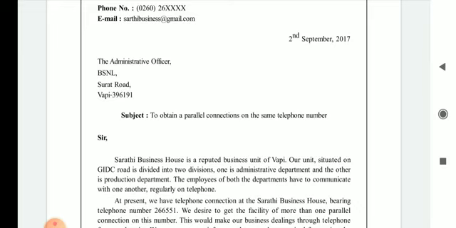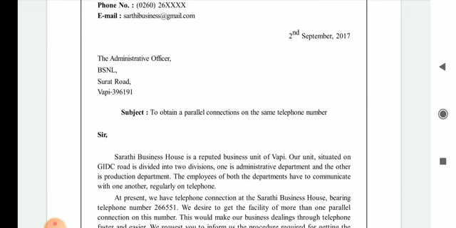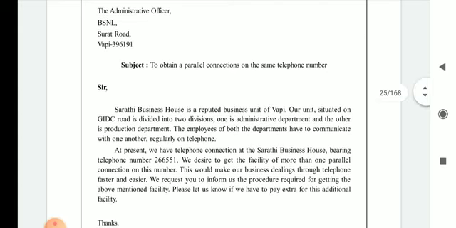Now we have the subject: to obtain a parallel connection on the same telephone number, meaning from the same number they want a parallel connection, that is the intercom facility. Sir is the salutation. Writing that Sarthi Business House is a reputed business unit of Vapi. They are providing their introduction, that Sarthi Business House is a reputed business firm of Vapi. Our unit situated on the GIDC Road is divided into two divisions.